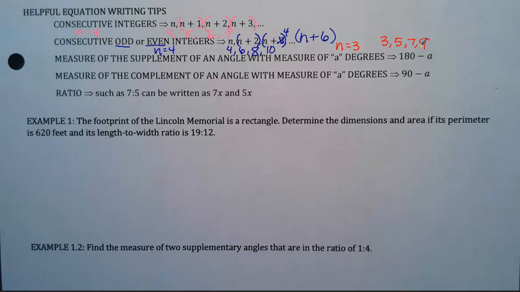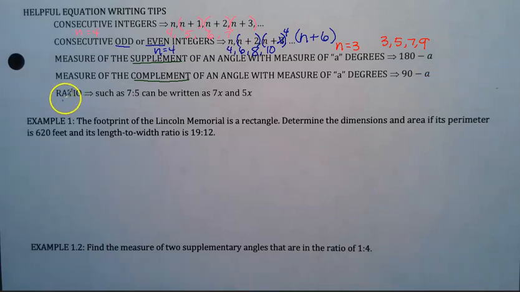Okay, next up is the measure of the supplement of an angle with a measure of a degrees. Supplement equals 180 degrees. You'll need to know that. But you would do 180 minus a. If it's the measure of a complement of an angle, it's going to be 90 minus a, because complementary angles are 90 degrees.